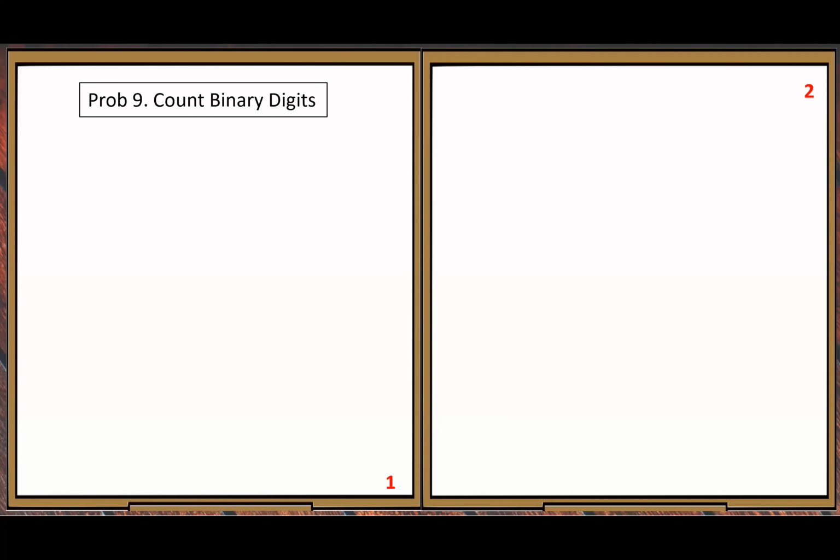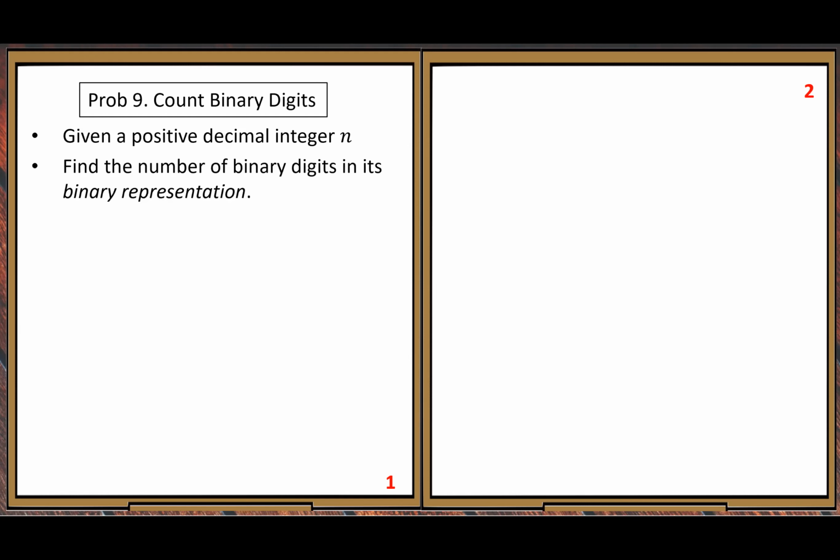Problem number 9. Count binary bits. Given a positive decimal integer n, find the number of binary digits, that's bits, in its binary representation. So it's a simple problem.